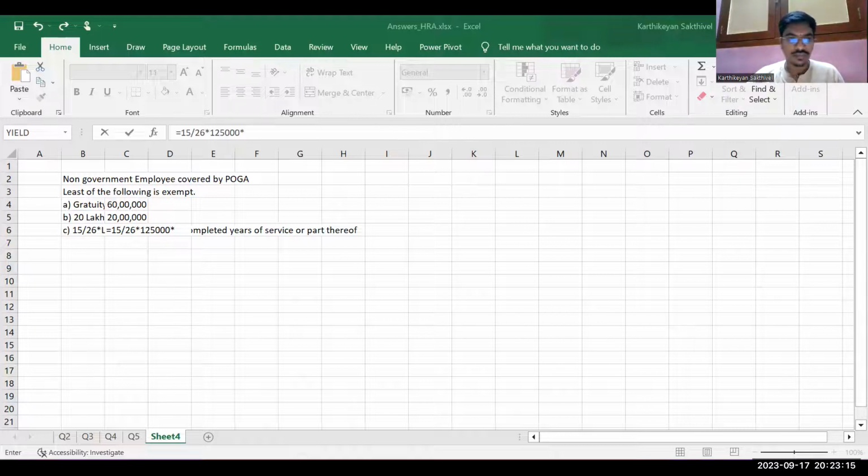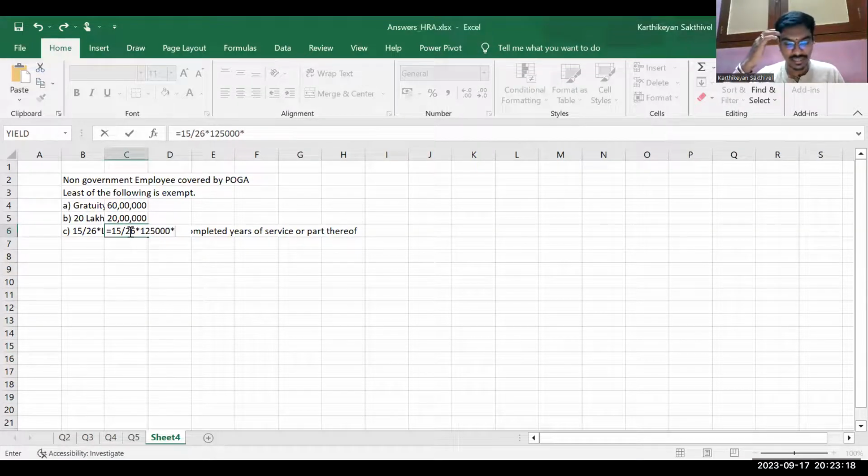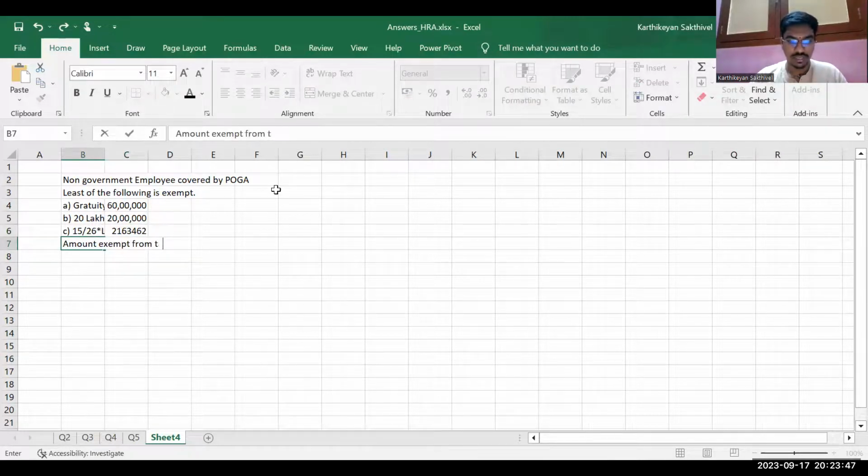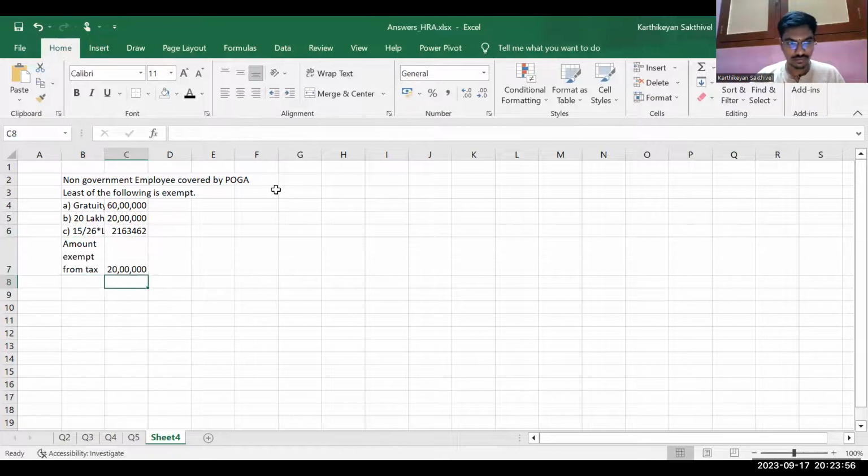Basically it is 15 by 26 into last drawn salary into completed years of service or part thereof. Last drawn salary is 1,25,000. It is 29 years and 9 months, which basically means you should multiply it by 30. Correct? So what is the amount which is exempt? Minimum of these three. What is asked in the question? Is it amount exempt or is it amount taxable? Amount taxable.